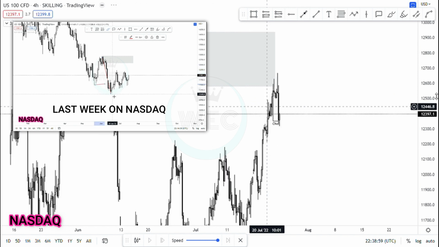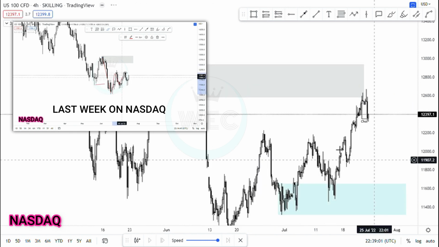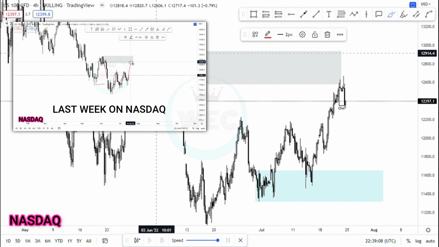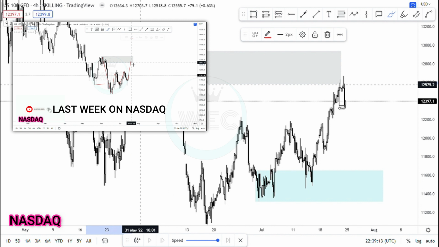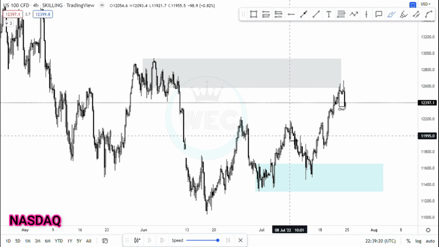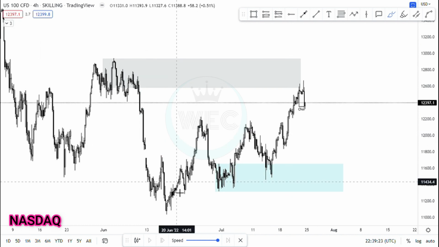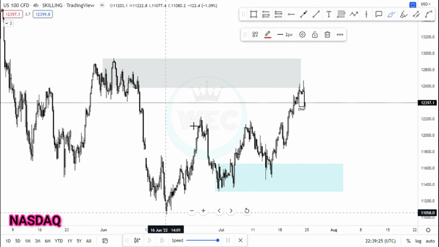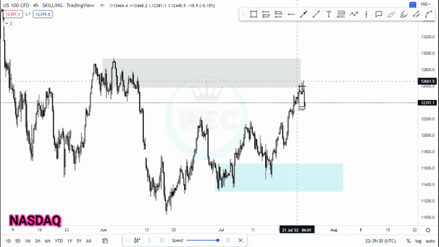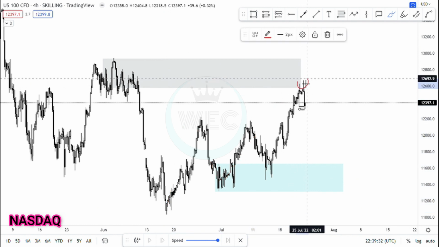Okay, so already last week we looked at this level in here as our daily level of supply. We had some kind of daily inducement in here, and we've had a push to the downside on the daily leg. So we know that on the daily we are bearish on NASDAQ. However, on internal structure H4, we are making higher highs and higher lows. So this is my last H4 high that was created.